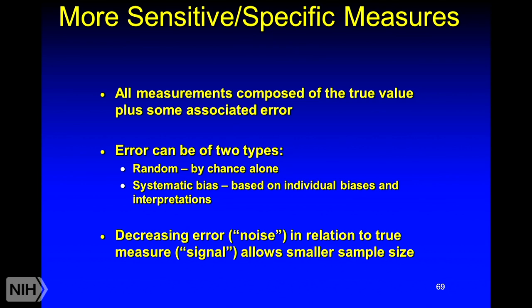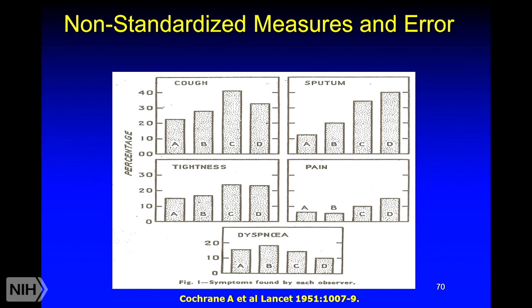And there are two types of error that we already talked about: random error, which occurs by chance alone, and systematic bias. So by coming up with better measurements, you can decrease some of that error, which will decrease the variability in your data. Remember I said earlier about what the problem is when you allow clinician judgment?